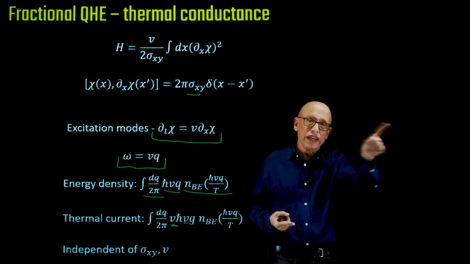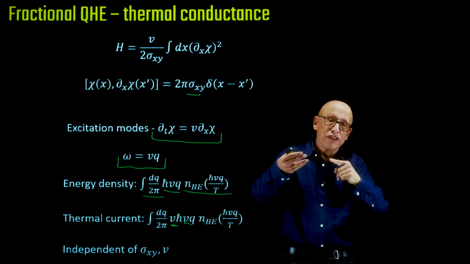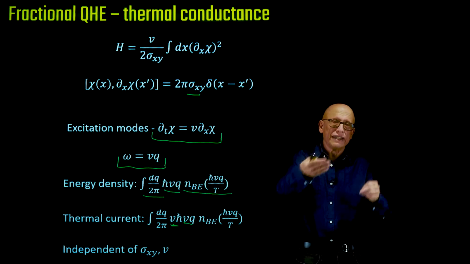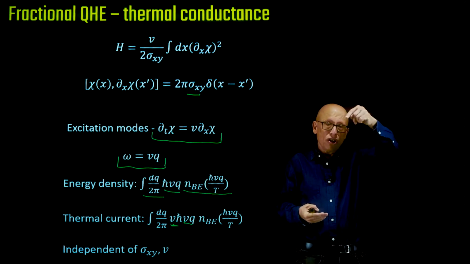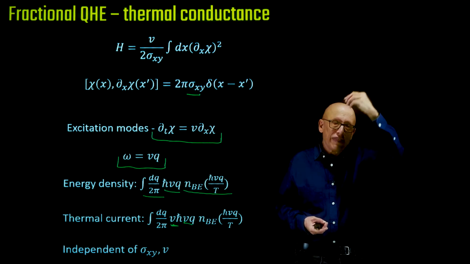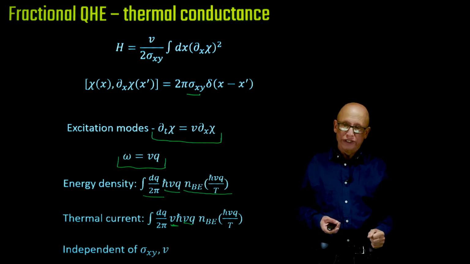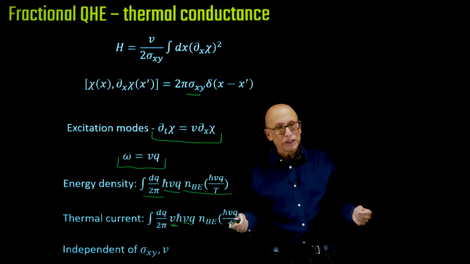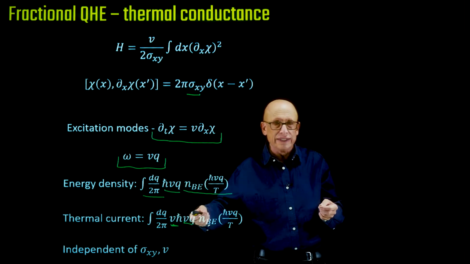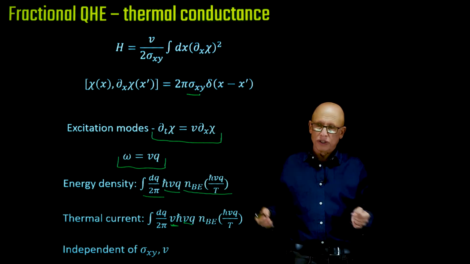And if you have several edges, you'll just add those edges as conductors in parallel, each conducting the thermal conductance of one edge, and that thermal conductance is independent of sigma xy or of the velocity. So there's a profound difference between charge electrical conductance and thermal conductance when it comes to comparing between the integer and the fractional quantum Hall edges.